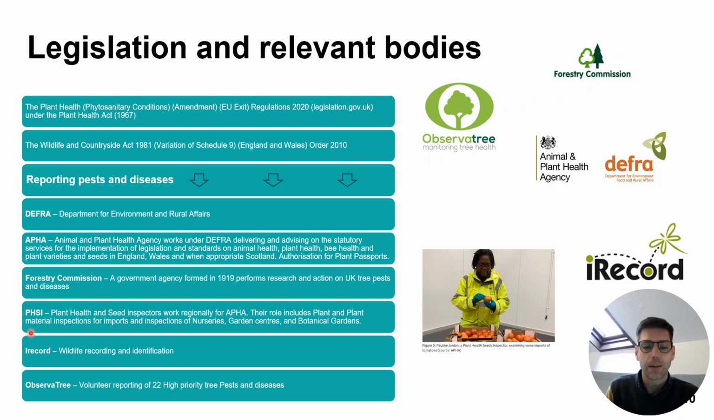And then, as I mentioned earlier, we've got PHSI. These are the plant health and seed inspectors, and here's one just inspecting some fruit that's come into the UK. And Observatory: this one is a voluntary recording online, and they specifically want reporting for 22 high priority pests and diseases, and you can find out what those are on their website.